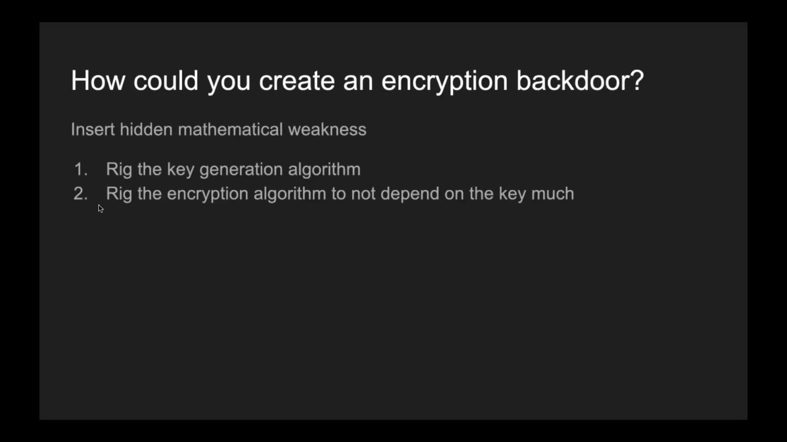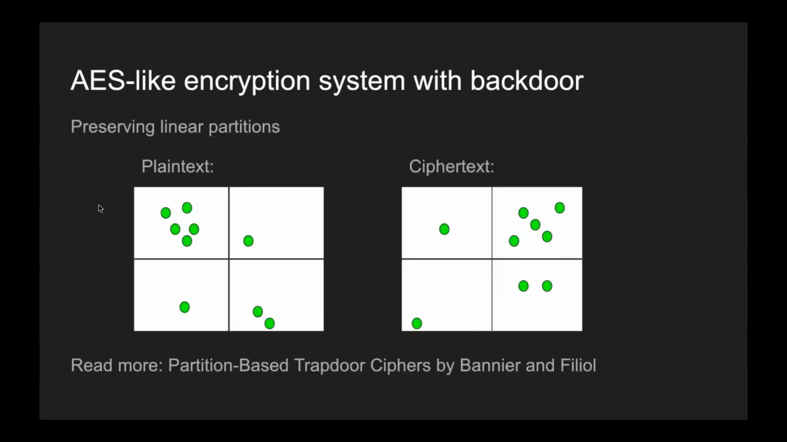Let's move on to our second way of creating an encryption backdoor. Because that was rigging pseudo-random numbers, so if you think you have random numbers, but they actually know exactly what you're going to have, they can find your key that way. The second way I want to show you is creating an encryption algorithm that doesn't depend on the key very much. So we'll make an AES-like encryption system with a backdoor. AES is the Advanced Encryption Standard. It's used today. I personally don't think it has a backdoor in it, but you could design something very similar looking that does have a backdoor.